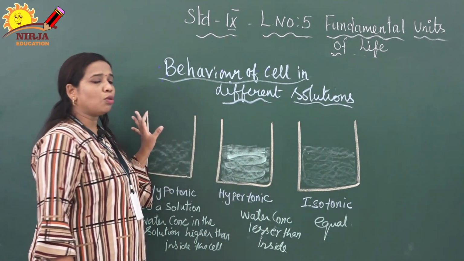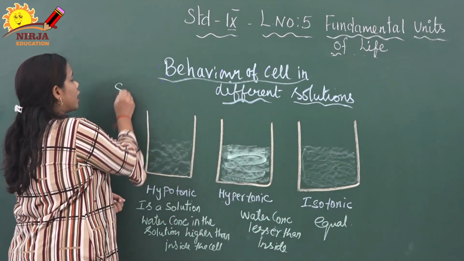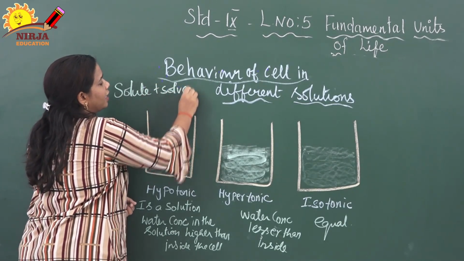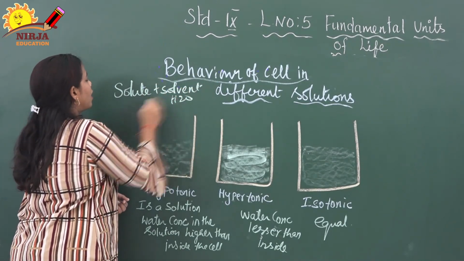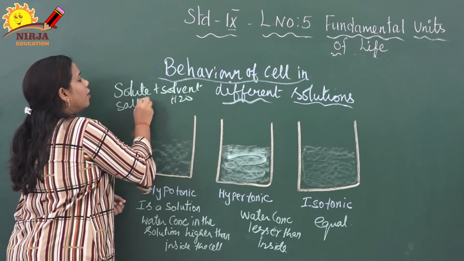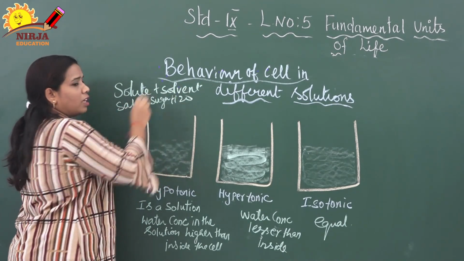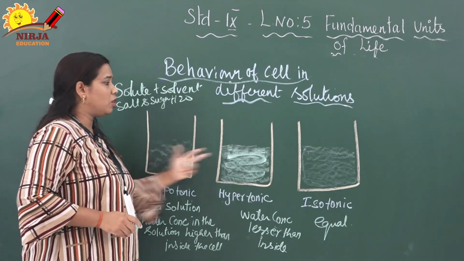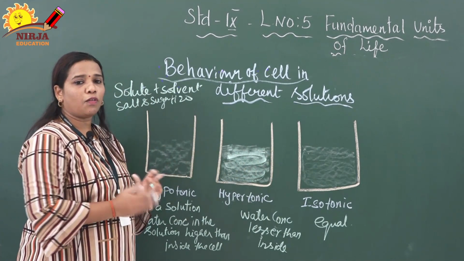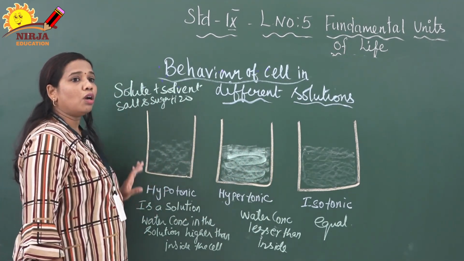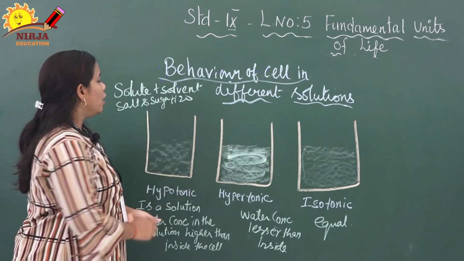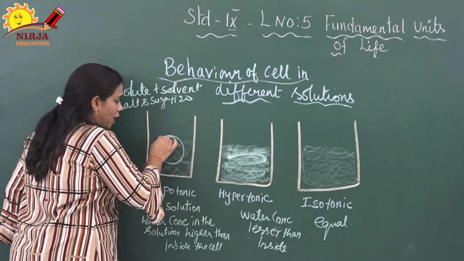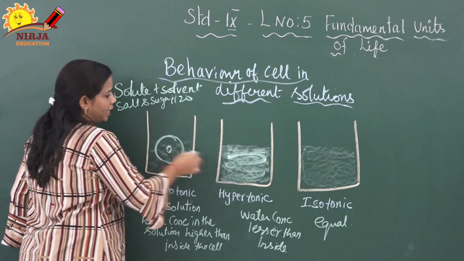So already we know that a solution means the combination of solute as well as solvent. So solute plus solvent. Here we are taking the solvent as water. Either we are taking salt or sugar, we have to take any one. So all 3 solutions are the same, but the concentration is different. Right, the first solution is called a hypotonic solution. Now in all the solutions we are keeping one animal cell inside.